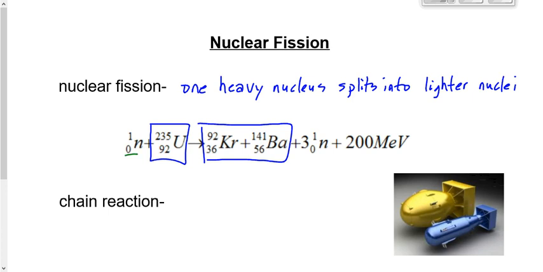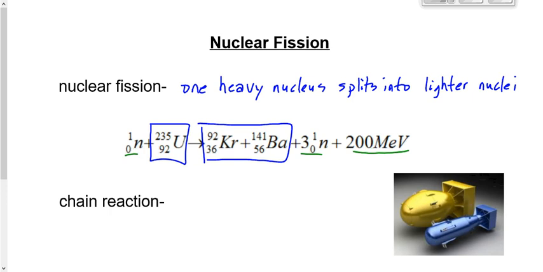Now, there's also a neutron over here and some neutrons here and some energy here, and that stuff's really important. It's critical to these reactions taking place, but that's not how we identify it as a fission reaction. We just look at these bigger elements, uranium, krypton, and barium, and say one big element becomes two lighter nuclei, and we have these extra neutrons and this energy as well.